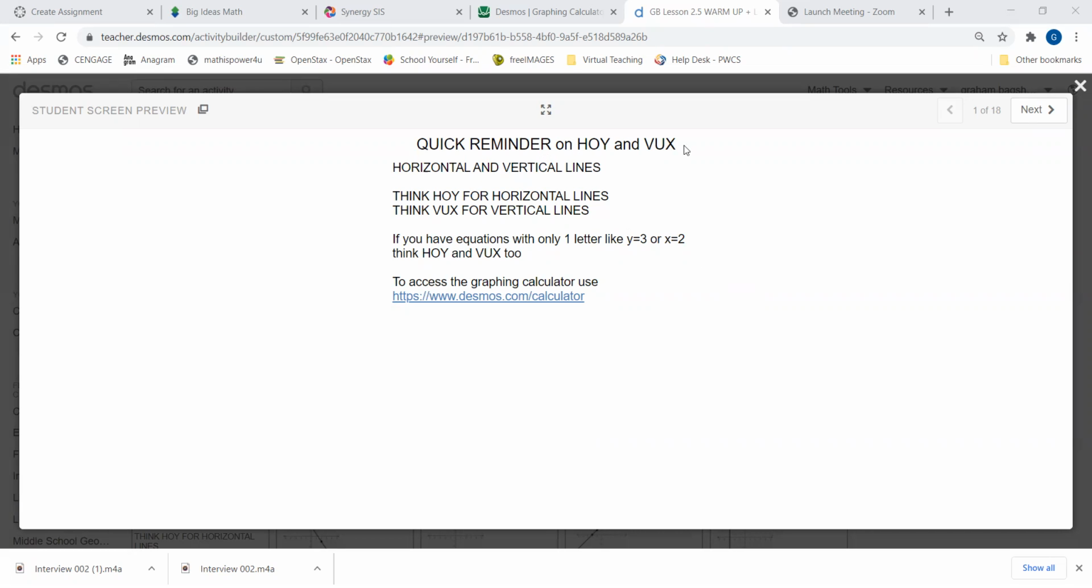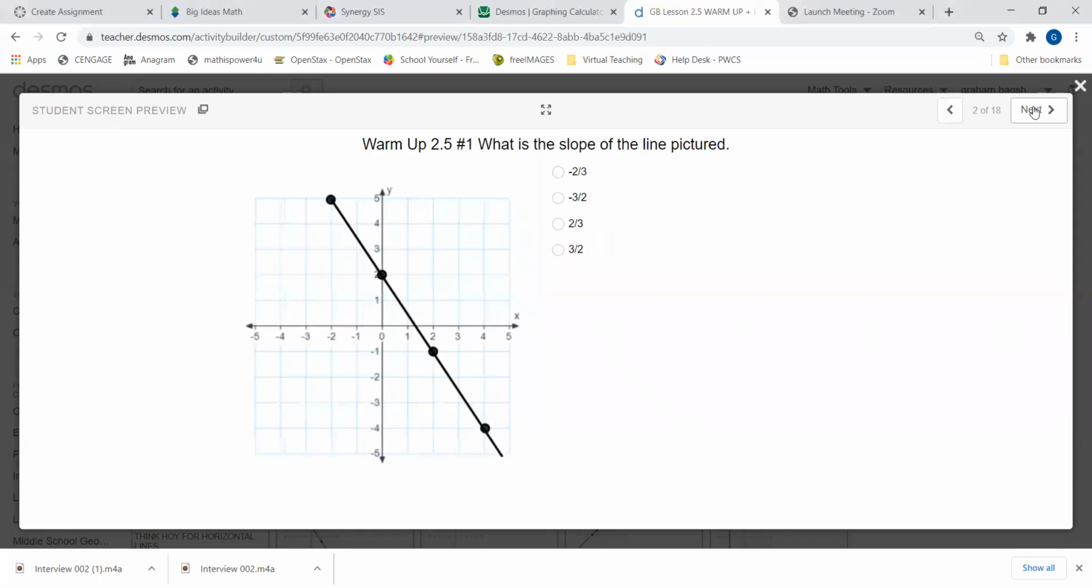So always our quick reminder about Hoy and Vux for horizontal and vertical lines. And also that reminder, if you have equations with only one letter, like y equals 3 and x equals 2, think about Hoy and Vux as well. And also just a reminder, if you want to use the Desmos calculator, you can do so from this page, from this link here.